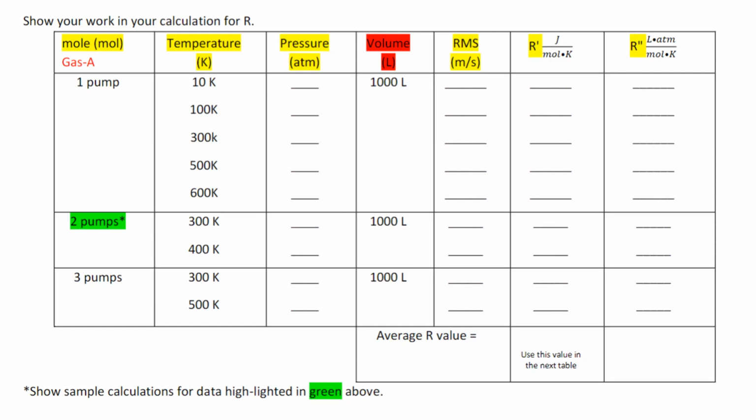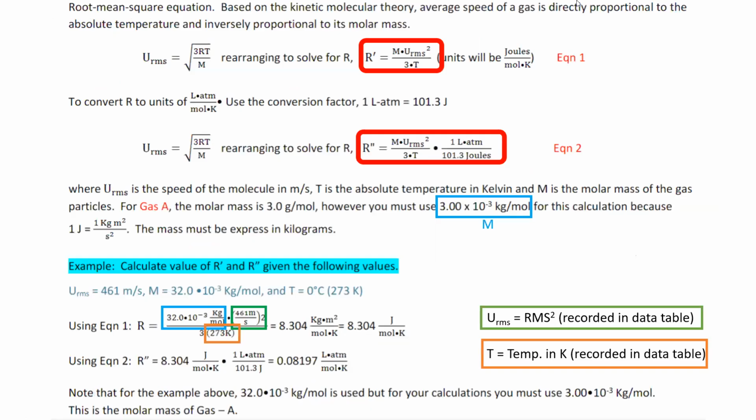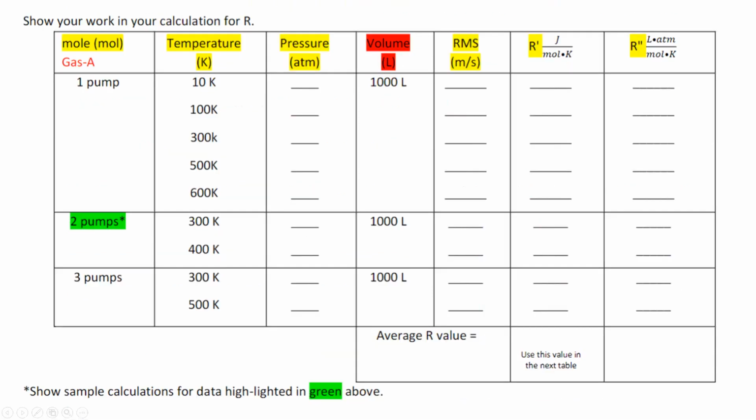I just talked about how to do those calculations. We're going to be using these equations in order to get the value in 2 different sets of units. And remember that this is always going to be the molar mass, and these 2 pieces of information will come from the data table. So temperature comes from the data table, root mean squared comes from the data table, and we're plugging that all in to get these values.